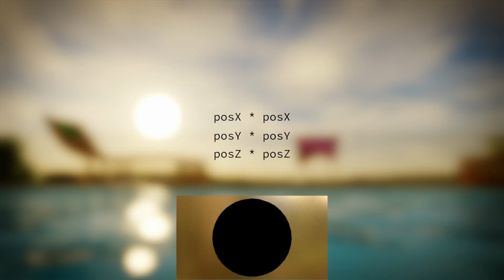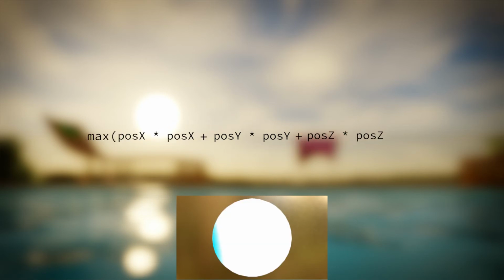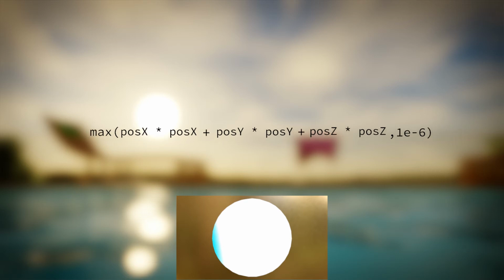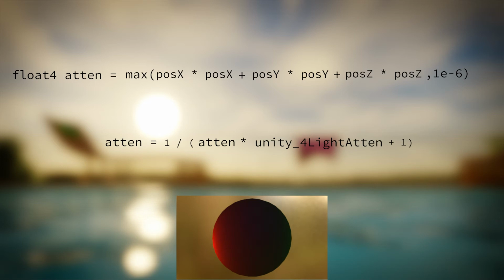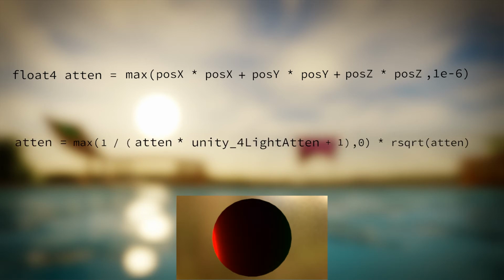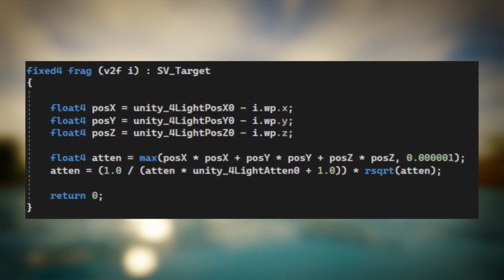Now we add the previous variables below all this stuff and proceed to calculate the attenuation. That will be all three positions multiplied by themselves, then summed. Then take the maximum between this and 10 to the power of -6, or 0.000001 if you want. Save the result on a float-4 variable, then multiply this by the point light attenuation we got before, then add 1. After that, divide 1 by this and finally take the maximum between 0 and this. Also multiply it by the reciprocal square root of the previous result. Now we have a float-4 as the attenuation for each light on its 4 axes respectively.